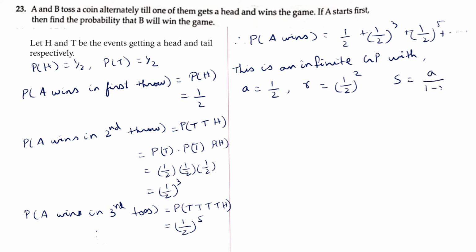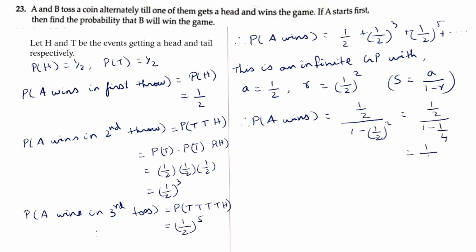Now we know how to find S. S is a by 1 minus r. Therefore, the probability of A wins will be half upon 1 minus half square using this formula, as it is the sum of this infinite geometric series. So it is half upon 1 minus 1 by 4, half upon 3 by 4. So this is equal to 2 by 3. So the probability that A wins is 2 by 3.